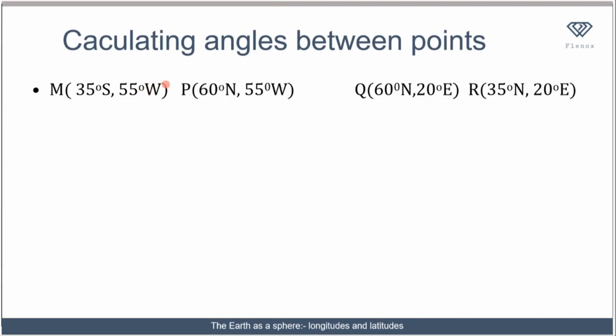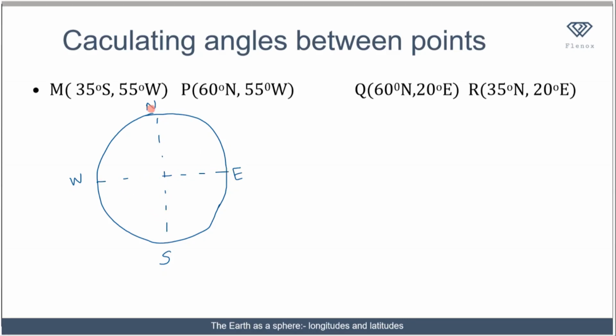Here we are told to find the angle between these 2 points. The first thing we want to do is locate those 2 points. So we sketch out our globe and we label our coordinates. We have north and south here, and west and east over here. So we just sketch it. And for the first part, we are told that we have 35 degrees south and 55 degrees west.